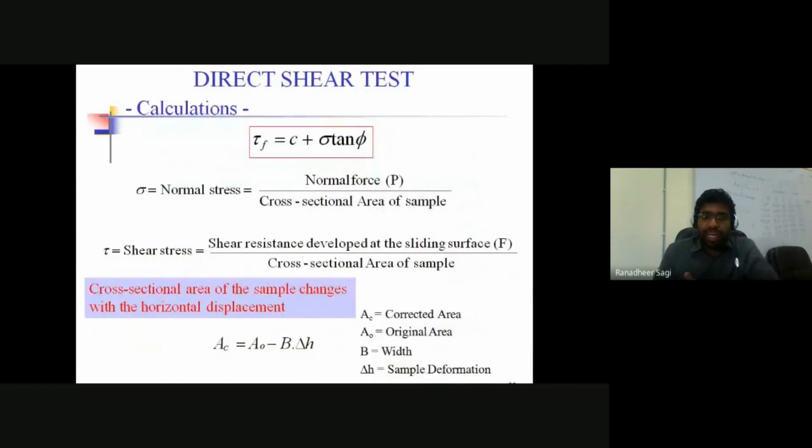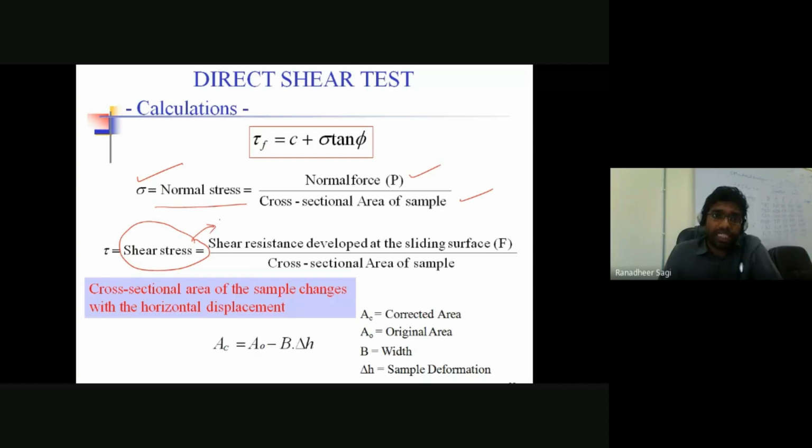So ultimately, what are we going to find out from this test? We apply some normal loading on the soil sample, from which we get the normal stress induced in the soil sample. So how do we get the normal stress? I know the normal force applied, divided by the cross-sectional area over which that normal force is applied. So I know the normal stress I applied on the soil sample. For this applied normal stress, what is the corresponding shear stress developed in your soil sample at failure? I repeat, at failure.